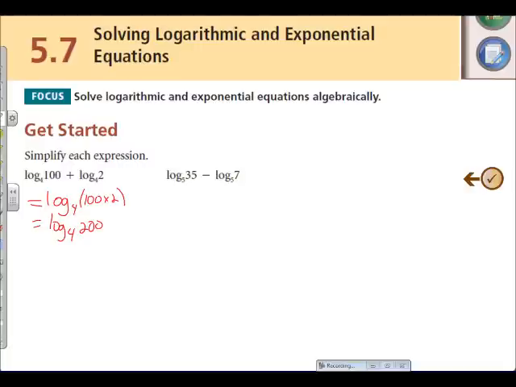Log base 5 of 35, log base 5 of 7. We're subtracting, so we are dividing. If you're subtracting like logs, you divide, which gives you log base 5 of 5. Now we can go further with this one. 5 to the what equals 5? We know that that's equal to 1.